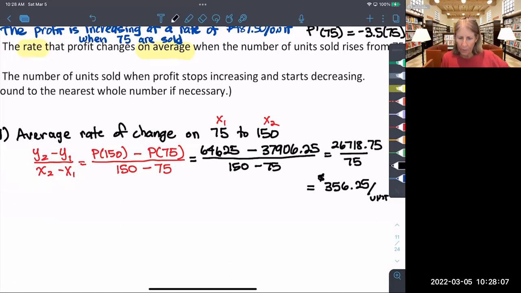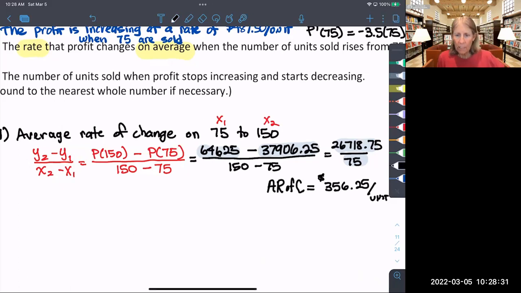Okay, let's look at your numbers. So when you plugged 150 into the profit function, you should get this 64,000, minus what you get when you plug 75 in; we already had that number. And then you subtract them and divide them. I probably would just type it all in my calculator at once. And then you end up with this number down here for our average rate of change.